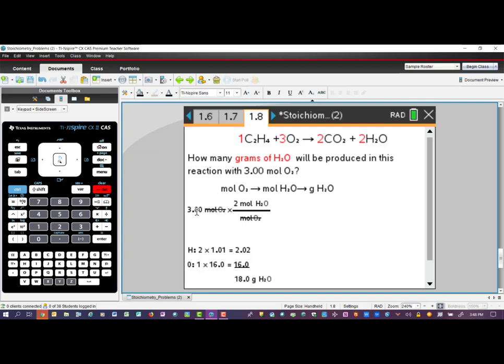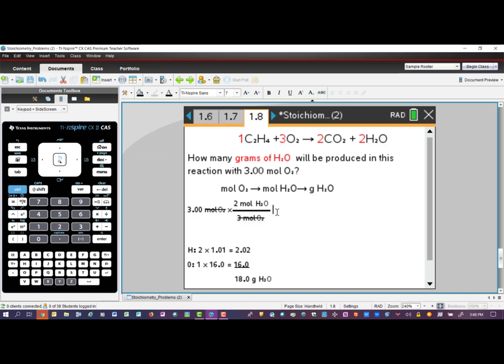So I started out with the 3 moles of oxygen already. I need to get rid of that unit, so I put it in the denominator. Then I've got moles of water, and a ratio of 2 moles of water to every 3 moles of oxygen, so I need a 3 there. Now I've gotten rid of my moles of oxygen units, but I still have the moles of water. That is not what it's asking for. It's asking for grams of water.